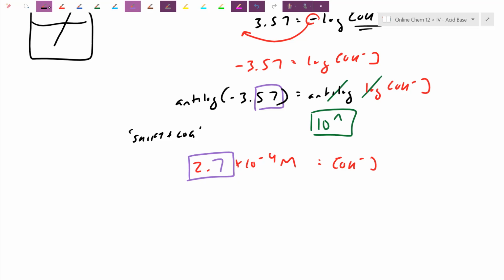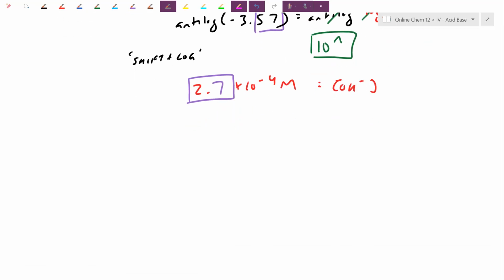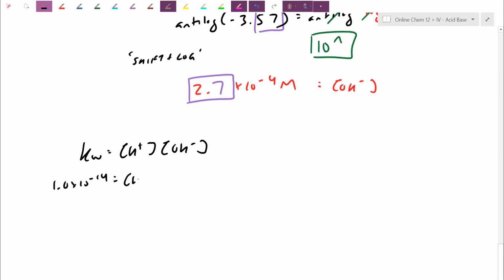If it's still not immediately clear, let's figure out what the H plus is. Remember, we had our Kw expression, the self-ionization of water. It gave us a nice connection between hydroxide and H plus. This time I know hydroxide, so I can use the Kw expression to figure out the H plus. H plus multiplied by this 2.7 times 10 to the negative 4 number. The H plus concentration is therefore 1e negative 14 divided by this whole answer: 3.7 times 10 to the negative 11.